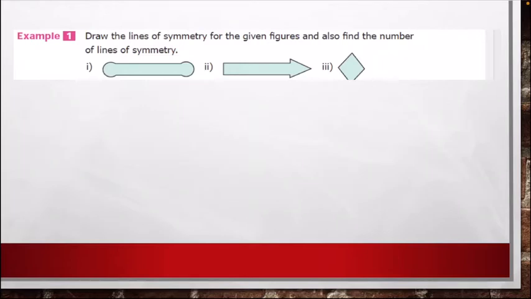The first question: draw the line of symmetry for the given figures and also find the number of lines of symmetry. If you see, the first figure is in the form of a dumbbell. The second figure is an arrow and the third one is a diamond. So how can I draw the line of symmetry on these figures? Now watch keenly.